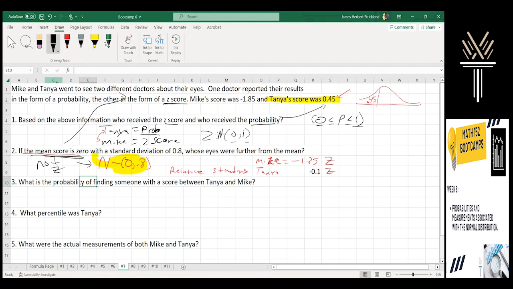Now, how do we figure out who's further from the mean? Well, we're just looking for the more extreme z-score. We got negative 0.1 versus negative 1.85. So if our mean of a z-world is 0, the negative 0.1 is very close, and negative 1.85 is somewhere over here. And so the further you got to go is what we're looking for. And so in this case, Mike's score is further from the mean.